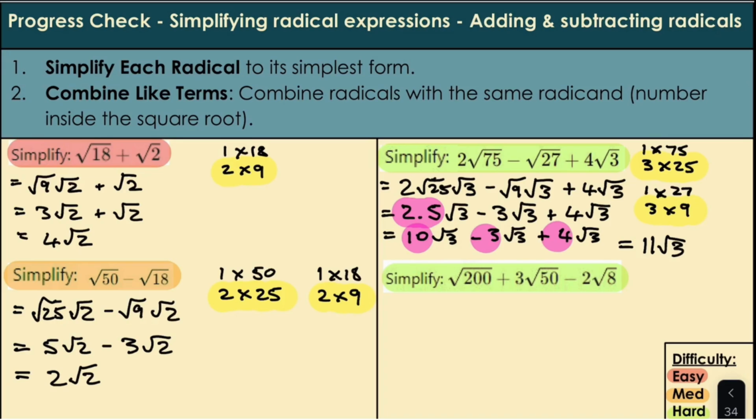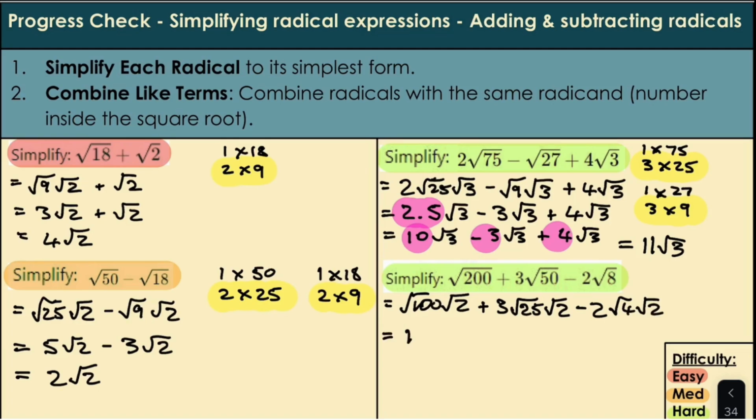Last question. So we have root 200. Without writing the factor pairs, I know that 100 goes into 200, and I know that 100 is a square number. So I break that up and I have the following. Now, root 50, you should know that 25 goes into 50, and 25 is a square number. And lastly, root 8, we know 4 goes into 8, so we're going to have root 4, root 2.